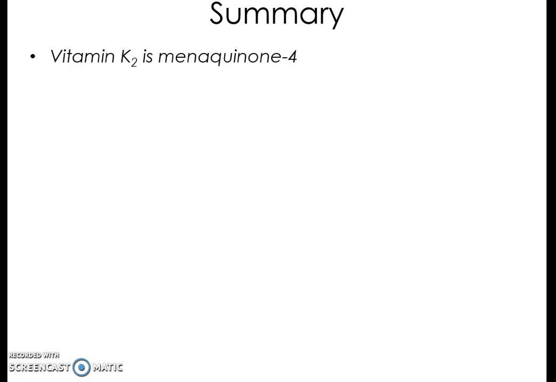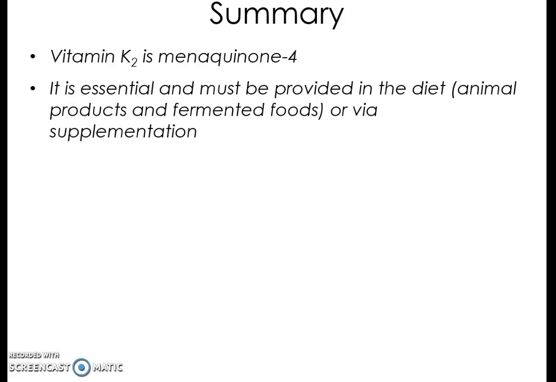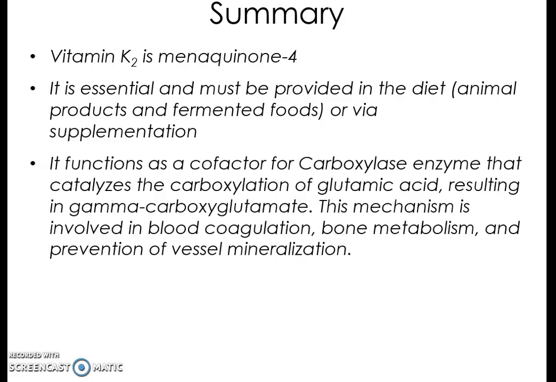In summary, menaquinone MK4 can be purchased in its bioactive form as vitamin K2. It is an essential nutrient, meaning we must obtain it through our diet, either through enriched foods such as animal products or fermented foods, or via supplementation. This vitamin acts as a cofactor for carboxylase enzyme, which catalyzes the carboxylation of glutamic acid. This catalytic cycle is involved in blood coagulation, bone metabolism, and prevention of vessel mineralization.